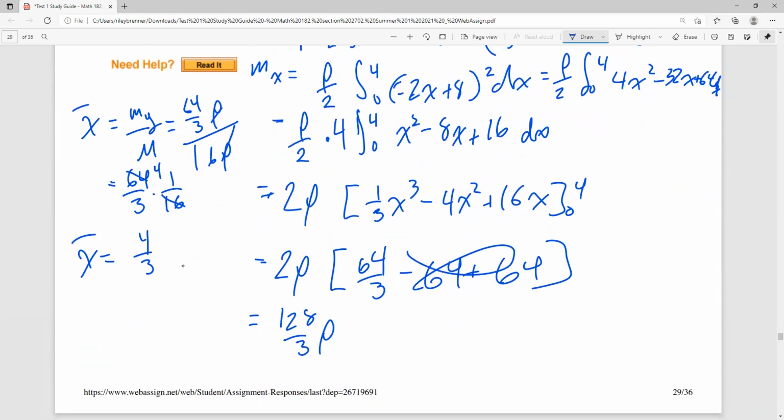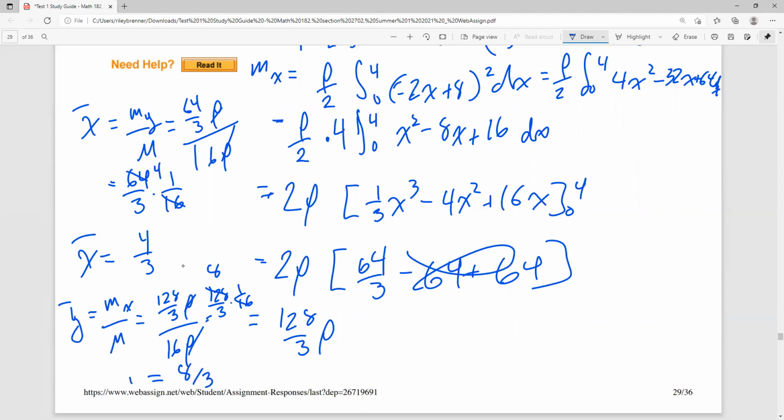And y bar is equal to Mx over big M, which is equal to 128 over 3 rho all over 16 rho. Rhos cancel out. This is equal to 128 over 3 times 1 over 16. That's 64 times 8, thank you. And this becomes 8 over 3 for y bar. And that's how you do centroid. Lots of work for just a point.